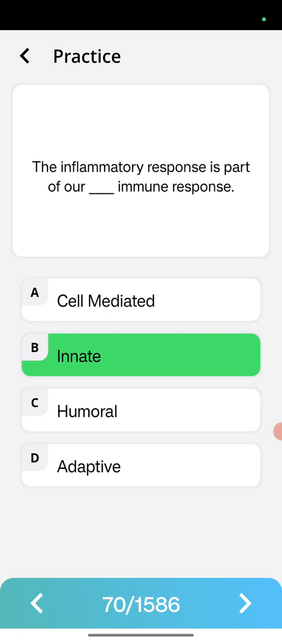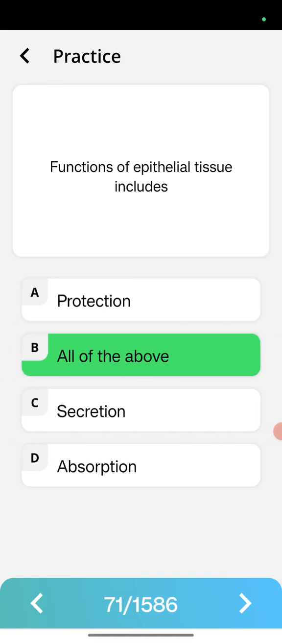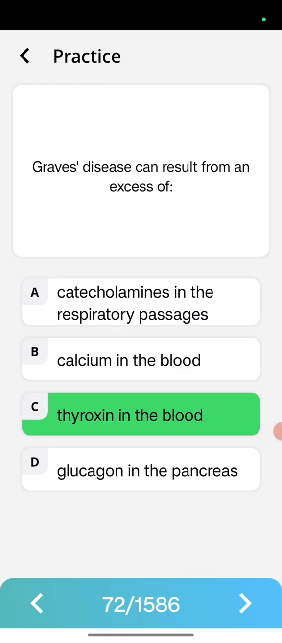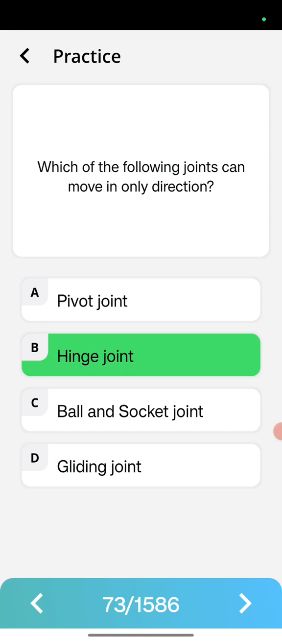The inflammatory response is part of our innate immune response. Functions of epithelial tissue include protection, secretion, absorption, all of the above. Graves' disease can result from an excess of thyroxine in the blood. Which of the following joints can move in only one direction? Hinge joint. Only one direction. Hinge joint.